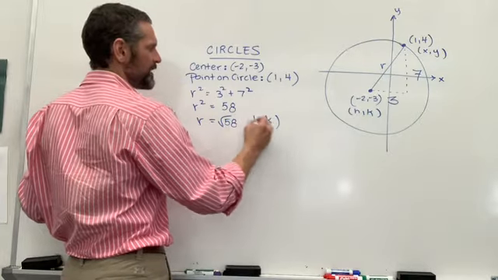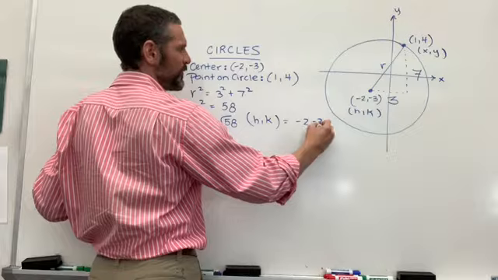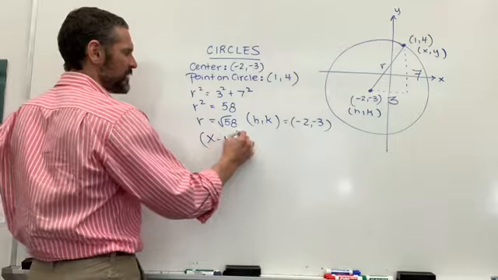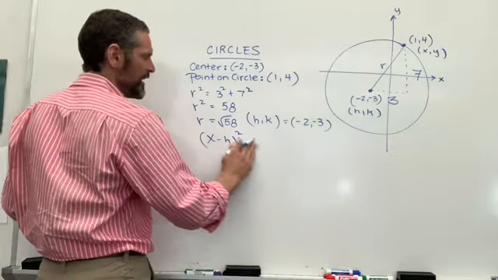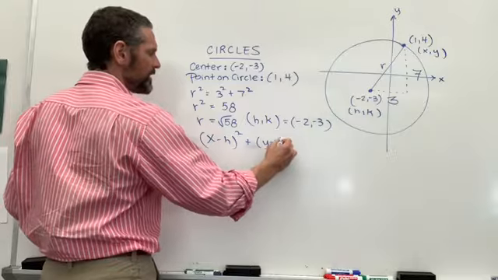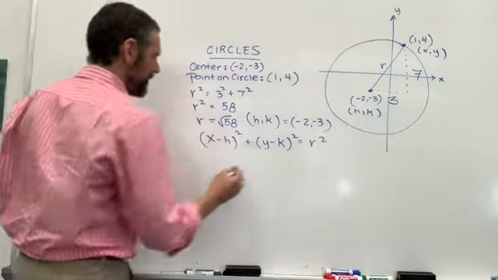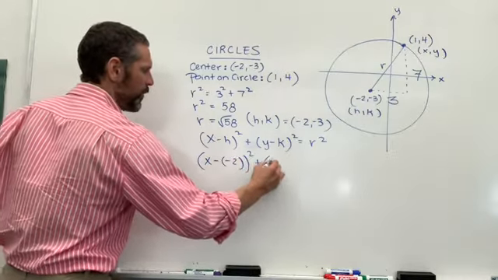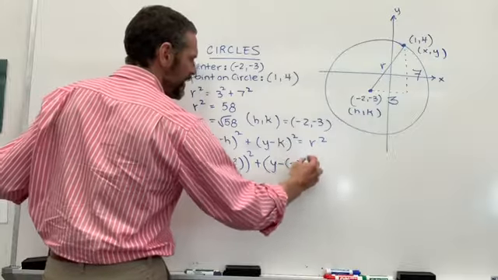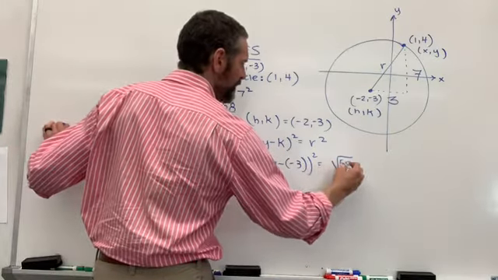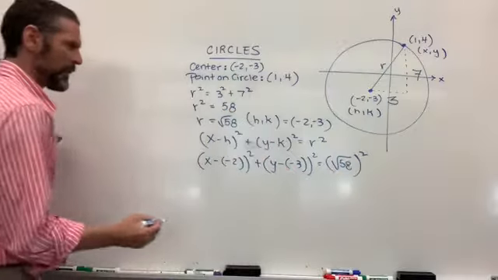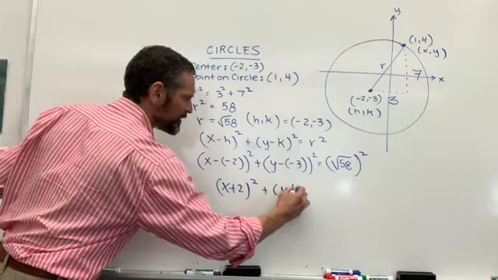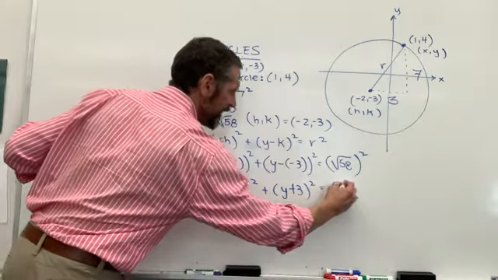We already established that HK, the center, is -2, -3. So if we're going to plug and chug into our formula, x minus h squared plus y minus k squared equals r squared, that would simplify to x minus -2 squared plus y minus -3 squared equals the square root of 58 squared. And when we clean that up, we'll have x plus 2 squared plus y plus 3 squared equals 58.